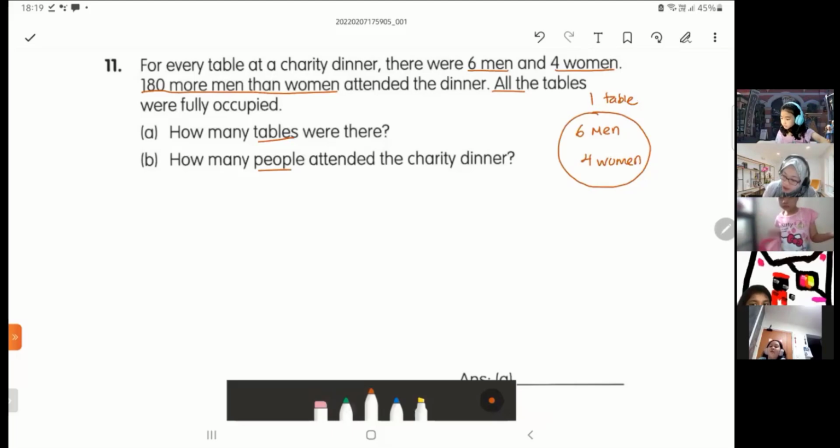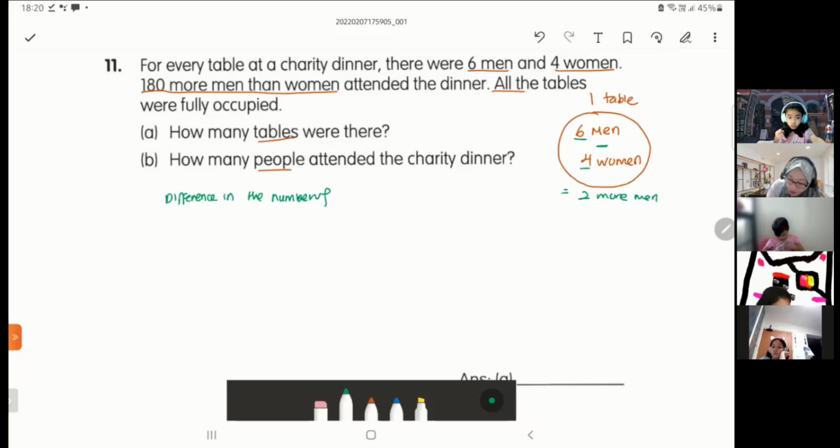Now, what you need to do is for one table, you see that there are more men than women in one table, right? One table, there are 6 men and 4 women. So let's find the difference. 6 minus 4 equals 2. 2 more men. So what is this? We are finding the difference in the number of men than women per table, which is 6 minus 4. I get 2 men.